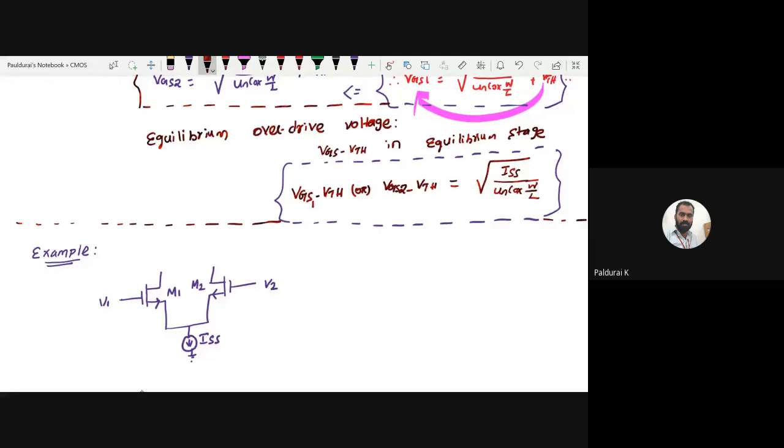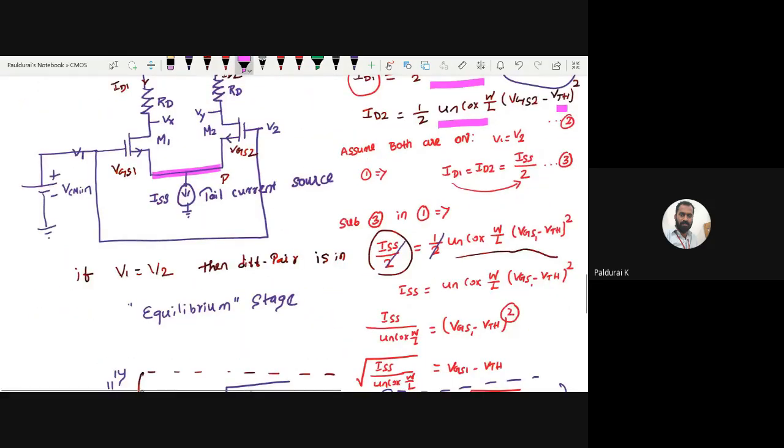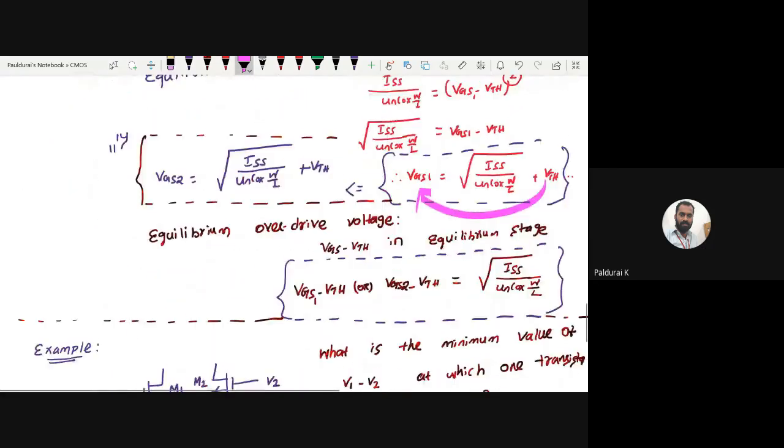Now my question, please note the question. What is the minimum value of this differential input voltage V1 minus V2, at which one transistor turns off? What is the minimum value of this differential input voltage? The condition, அதில் எனக்கு ஒரு transistor turn off ஆகணும். Initially we assumed both transistors are on, right? இங்க அந்த கண்டிஷனை வச்சு தான் we played. Both are on. We found this VGS value as well as we found the overdrive voltage.